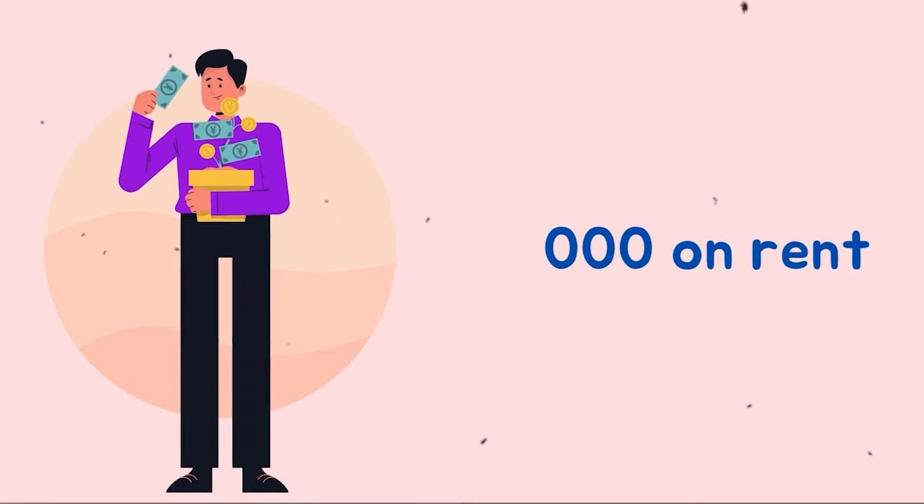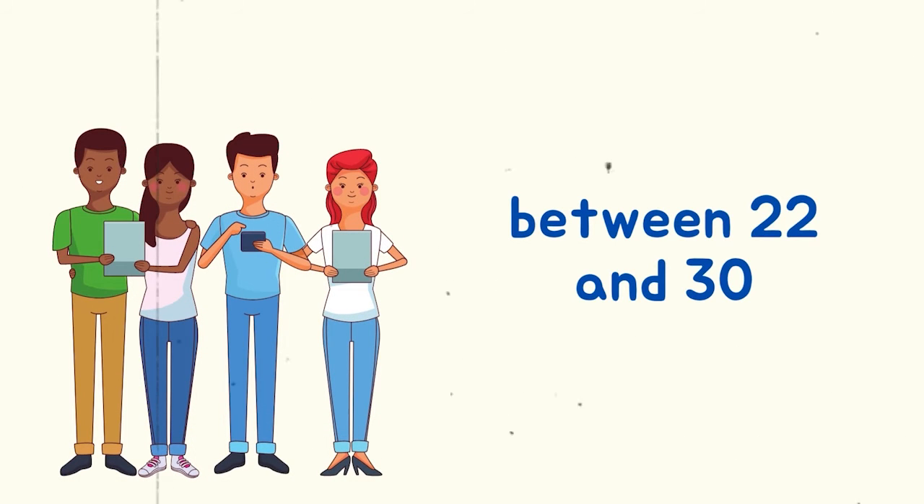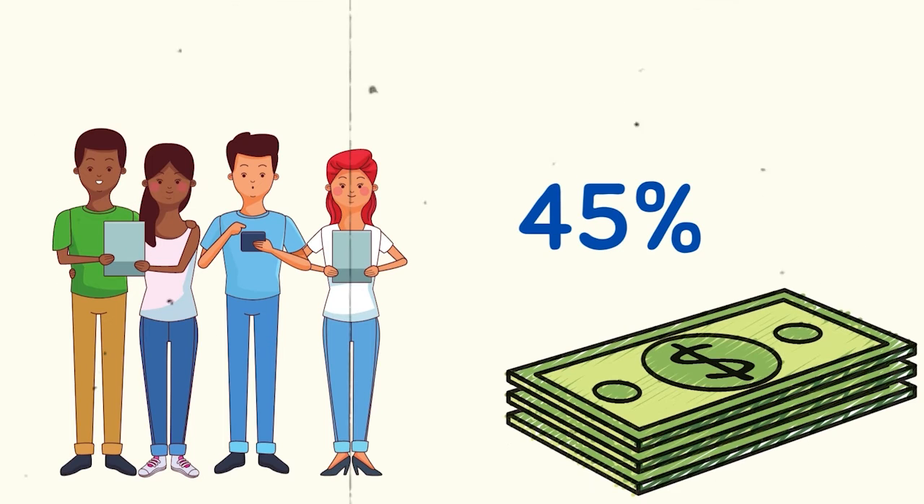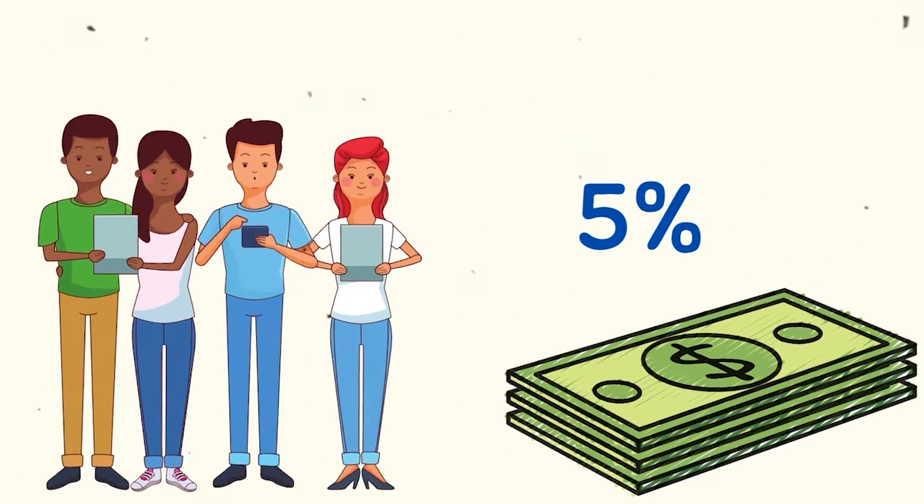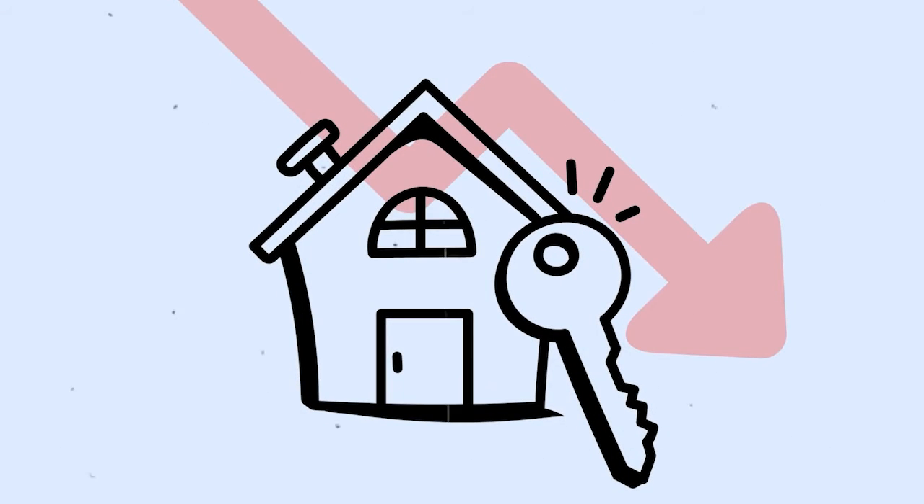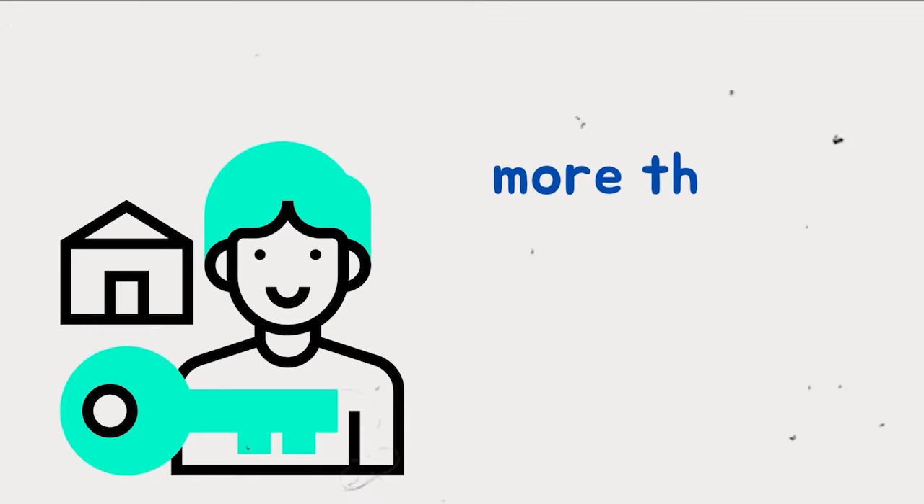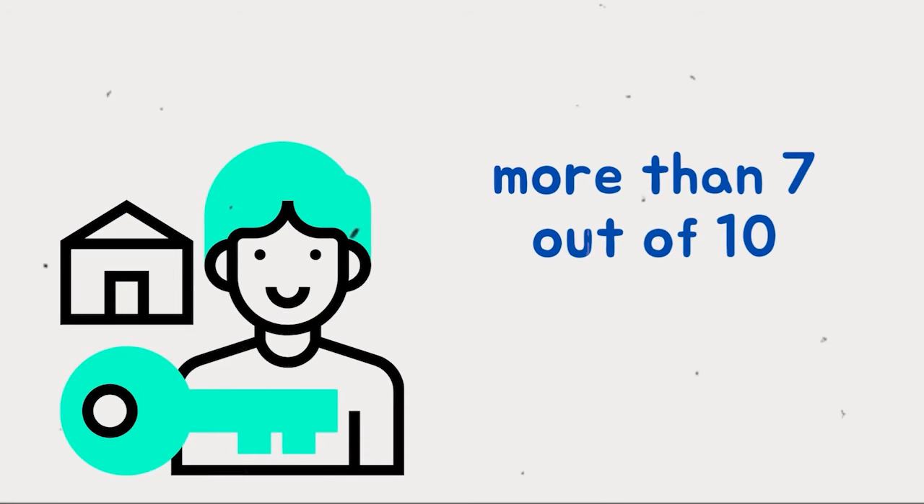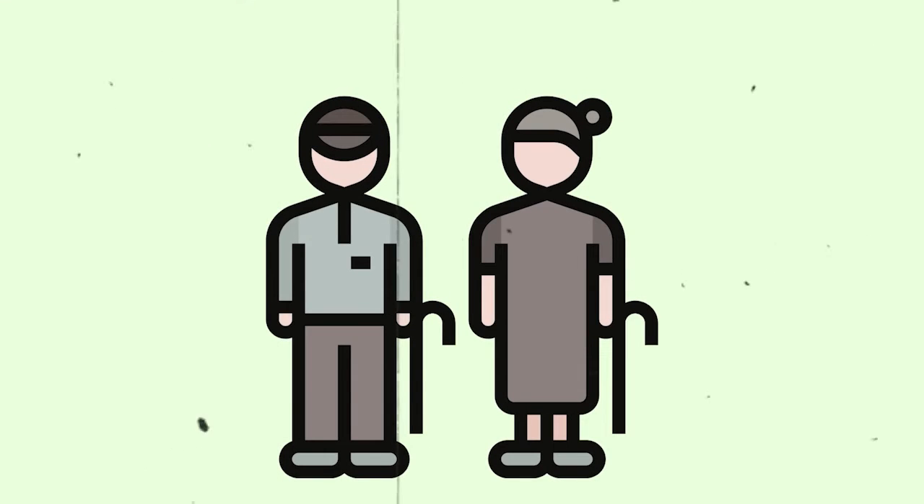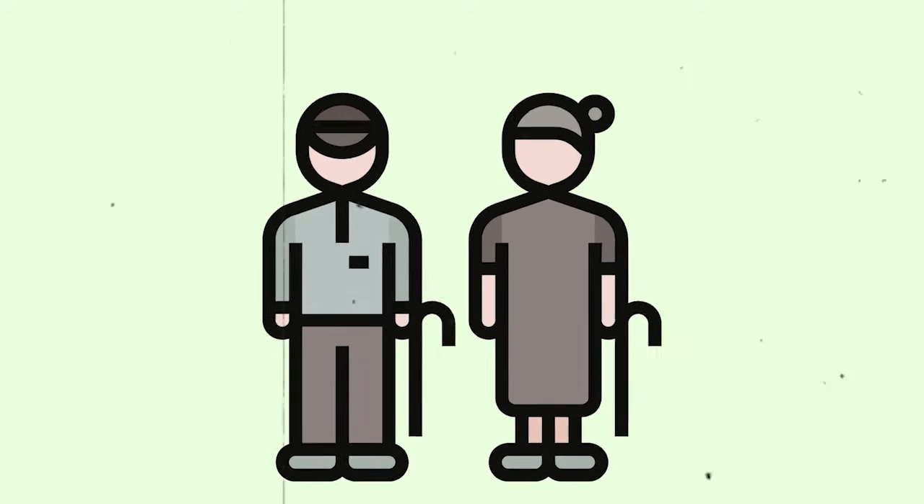According to a recent study, between the ages of 22 and 30, they spend 45% of their salary on rent. Even though rents have gone up, home ownership has stayed low because renting is still cheaper than owning. In fact, more than 7 out of 10 millennial renters say that renting is cheaper than owning a home. In contrast to millennials, Generation Xers and Baby Boomers spent less on rent.